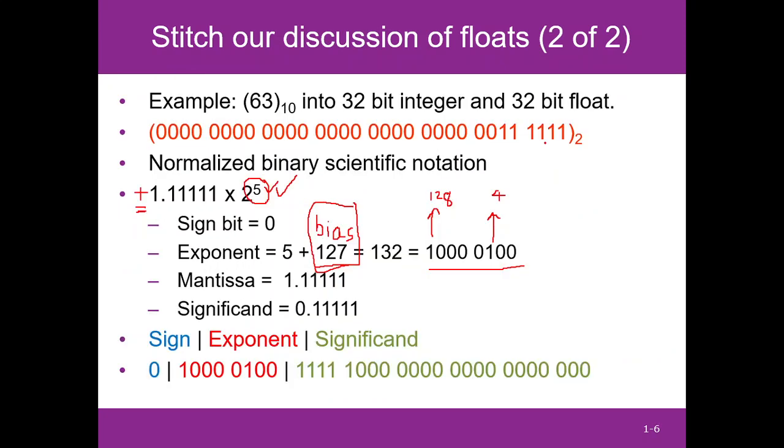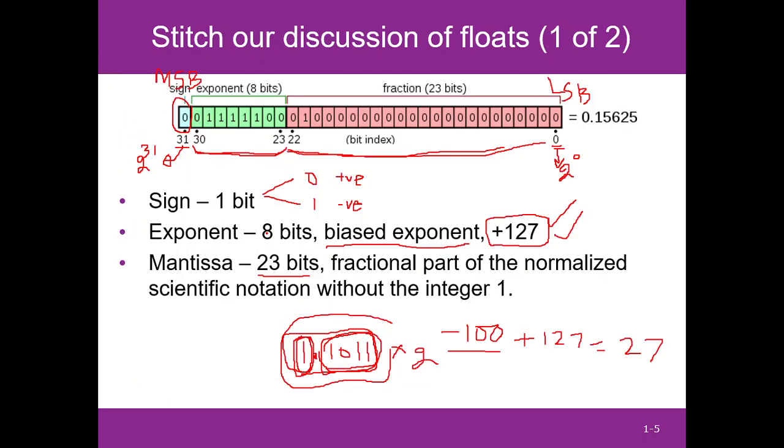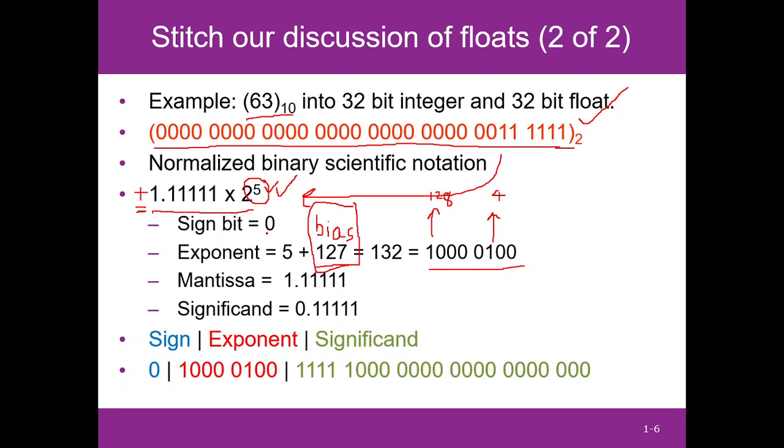And this is an example of a conversion. We have the value 63 in decimal. We converted it into binary integer format, and this is how it looks. We have looked at it, and I don't need to repeat how we get this bit pattern. Then we can convert it into the floating point format. The starting point would be this bit representation. We first convert it into the normalized binary scientific notation, which we talked about in our previous classes. Then we need to find the values of these different fields: the sign bit, the exponent field, and the fractional part or the significand.